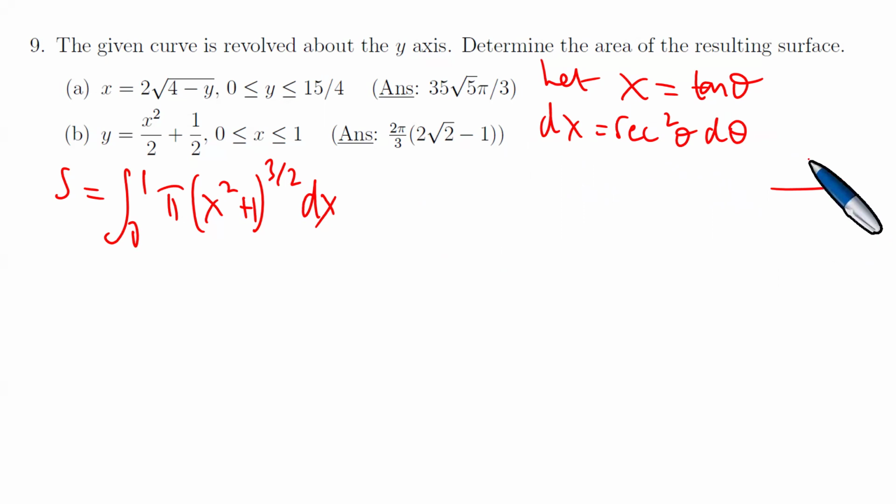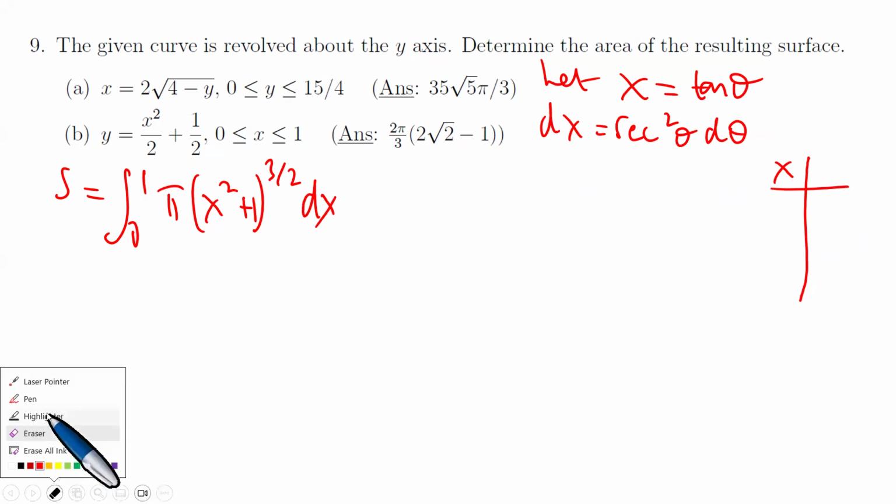And then now you need to change your limits of integration. You have x limits of integration, and you need to change to the theta limits of integration. So you change from x limits of integration to theta limits of integration.